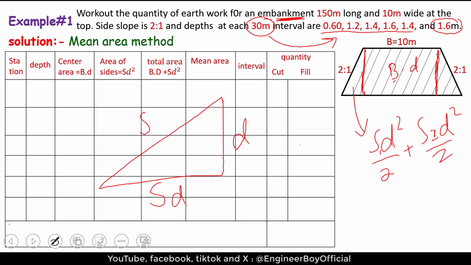So now the area of the triangle should be the base times the perpendicular. If you remember, it is the old formula, and we have done this. So SD times D.